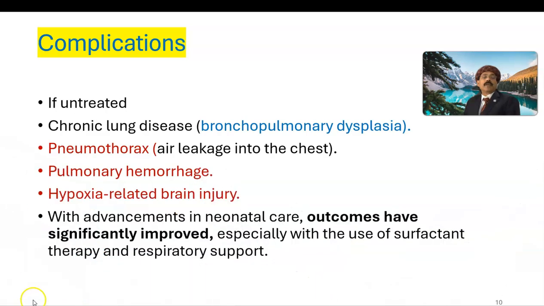Complications if untreated: chronic lung disease, bronchopulmonary dysplasia, there is a possibility. Pneumothorax, air leakage into the chest. We can call it air inside the pleural space between the parietal pleura and visceral pleura. Pneumothorax. Pulmonary hemorrhage, hypoxia-related brain injury. With advancement in neonatal care, outcomes have significantly improved, especially with the use of surfactant therapy and respiratory support.